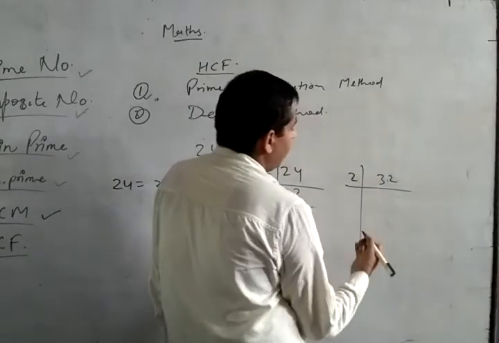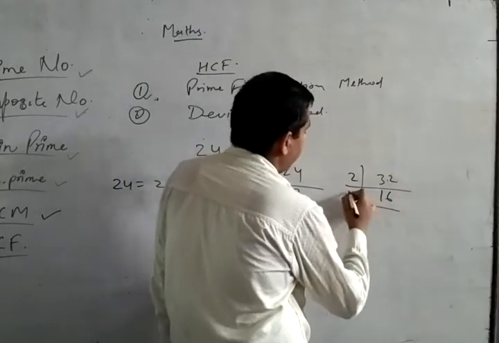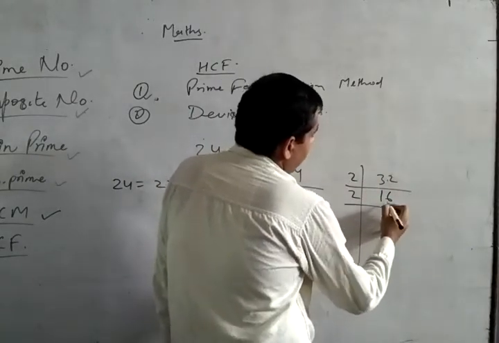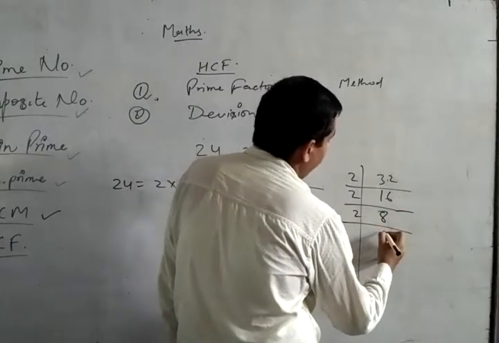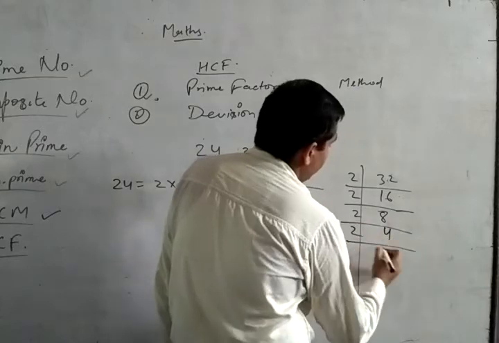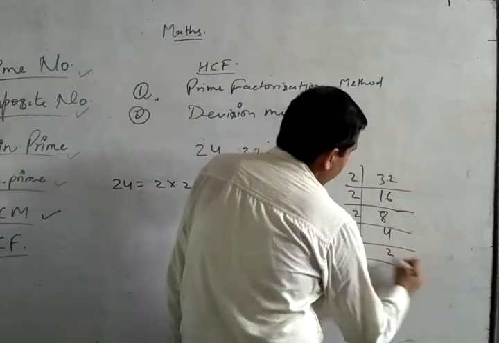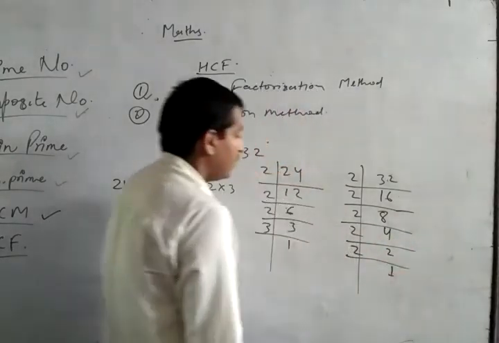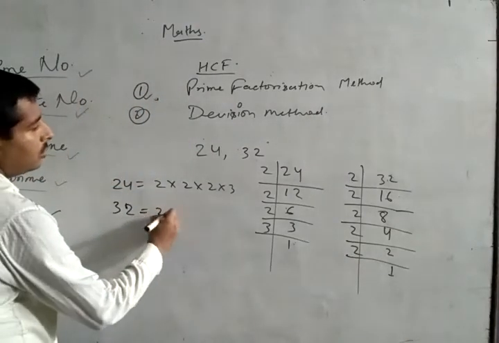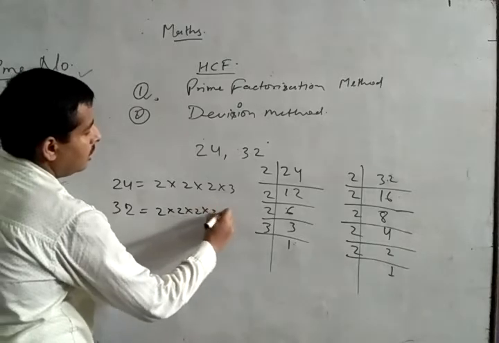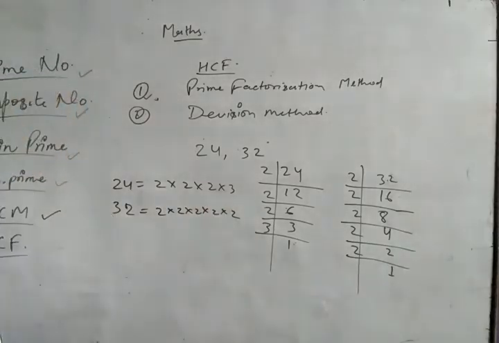And what do we do with 32? We will divide by 2, we will get 16, again by 2 we will get 8, by dividing by 2 again we will get 4, by dividing by 2 again we will get 2, and again by 2 we will get 1. Means 32 is equal to 2 into 2 into 2 into 2 into 2. These are the factors of 32.